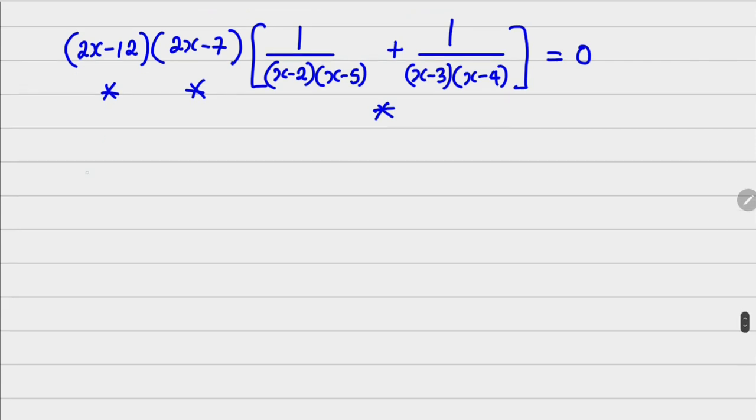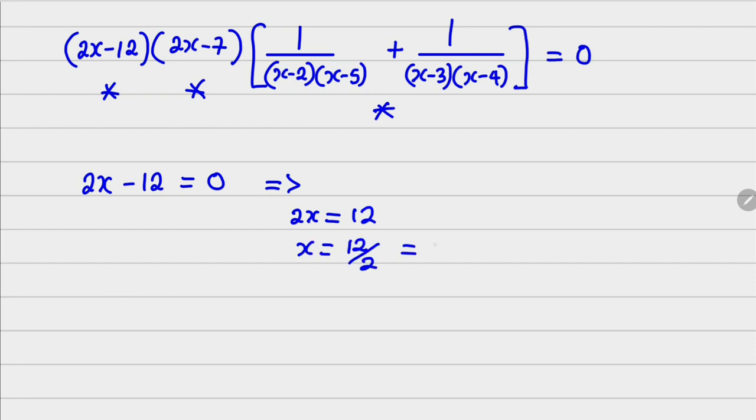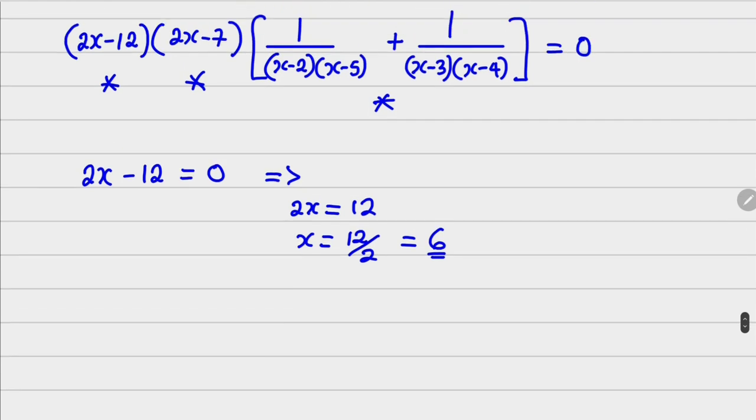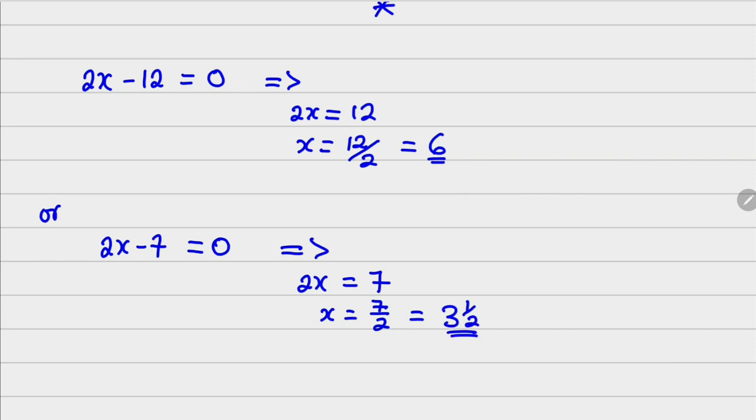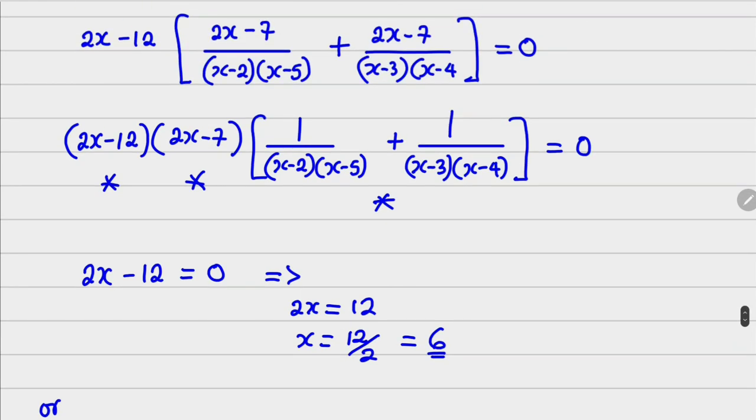So, it means that either 2x minus 12 is equal to 0, which implies that 2x is equal to 12, so that x is 12 over 2, which is equal to 6. So, I have one of the values. Or I pick the second one, which is 2x minus 7 is equal to 0, which implies that 2x is equal to 7, so that x is 7 over 2, which is 3.5. So I have another answer, another value for x.